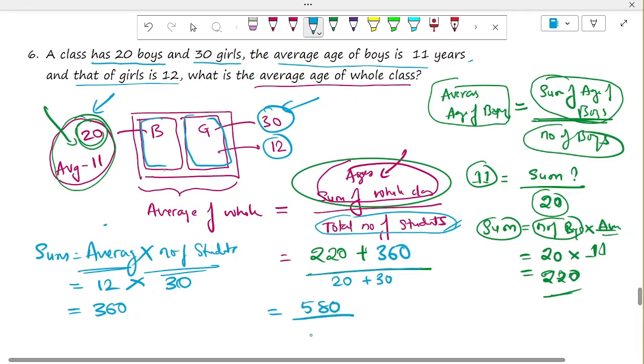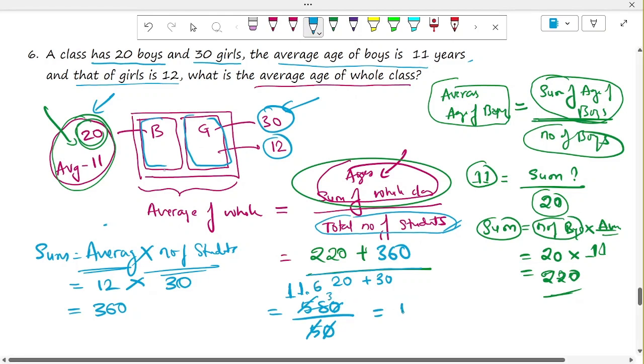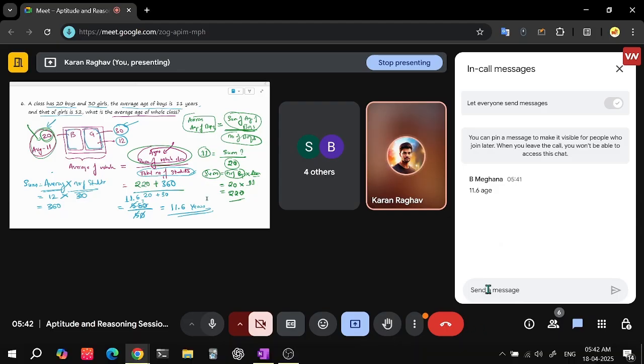580 divided by 50. So the 0s cancel out. So 5 ones are 5, again 5 ones are 5. You are left with 3 here. So 5 sixes are 30. So it is 11.6 years. So the answer is 11.6 years, and yes, it is correct, Meghana.